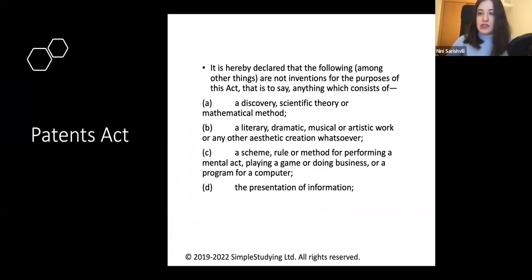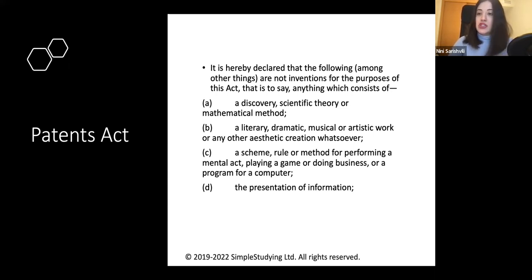Now we're going to dive into the discussion of what are the requirements for an invention to be patentable. A discovery: these are the inventions that cannot be patentable, such as a discovery, scientific theory, or mathematical method, a literary, dramatic, musical, or artistic work, a scheme, rule, or method for performing a mental act, playing a game, or doing business, or a program for a computer.